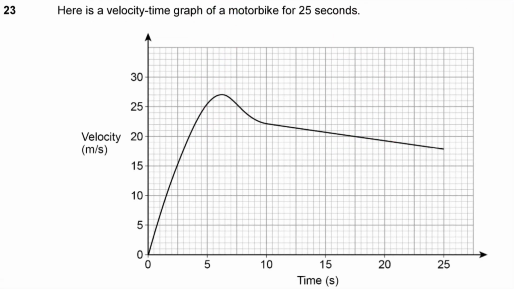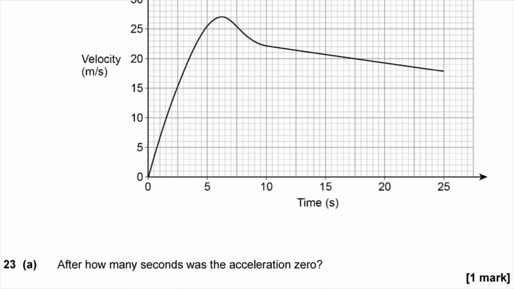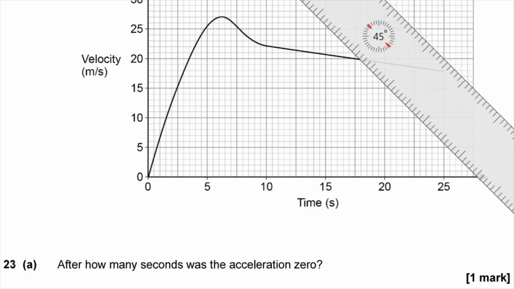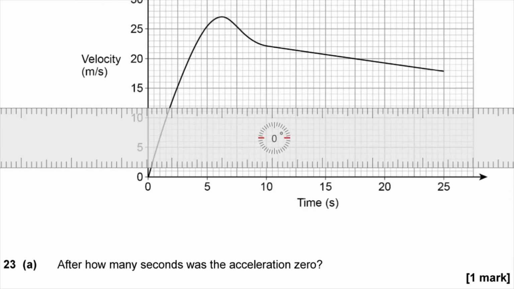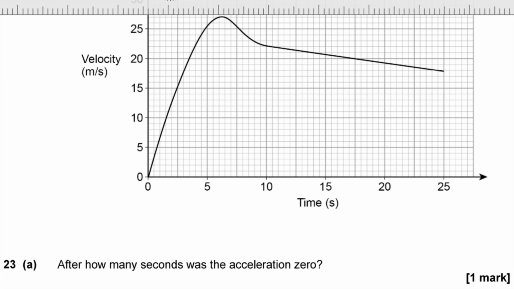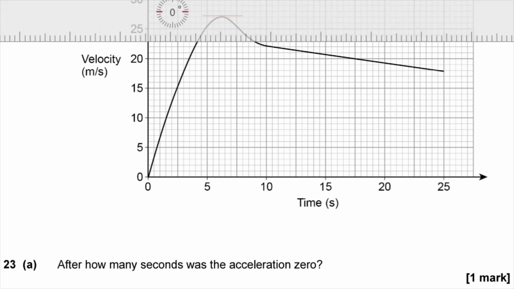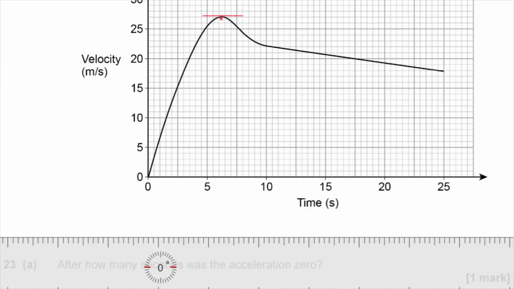Question 23. Here is a velocity time graph of a motorbike for 25 seconds. After how many seconds was the acceleration 0? Okay, well, the acceleration is going to be the gradient of the velocity time graph, and the acceleration is 0 when the graph is flat. So you can see, where is it flat? It's going to be flat here at this point, or more in particular right in the middle of there. So at that point there, look, it's flat.